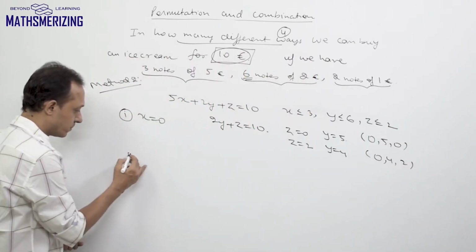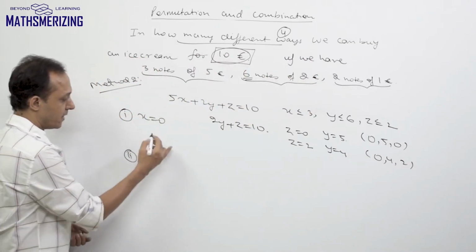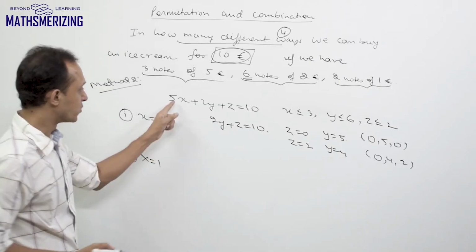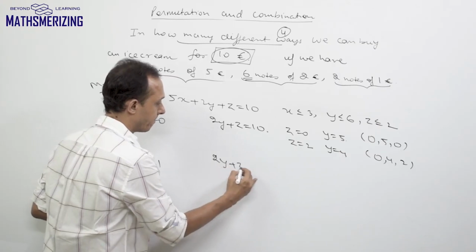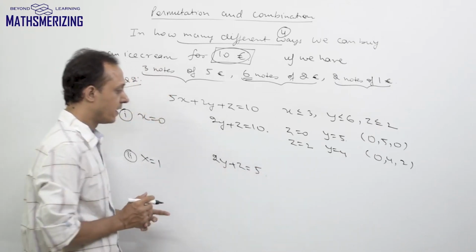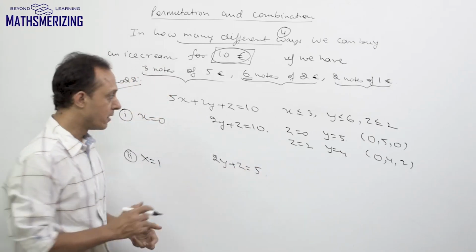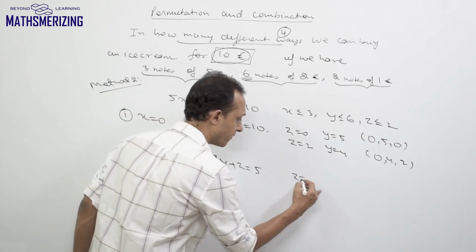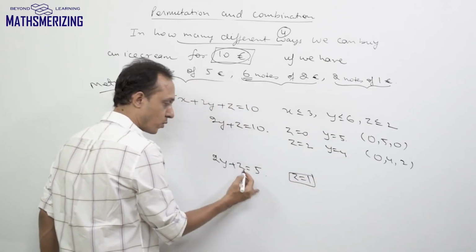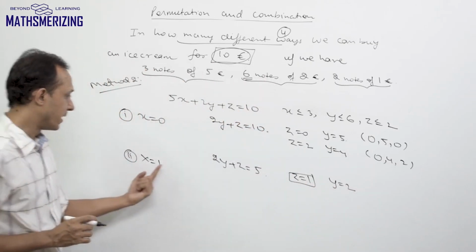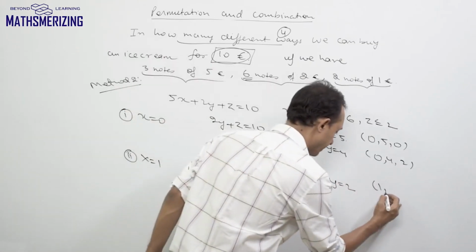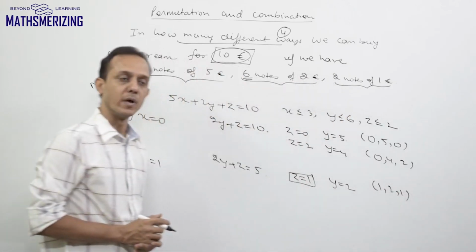Now case 2, when the value of x is 1. So if the value of x is 1, here I'll put 5. So it'll be 2y plus z, and this should be 5. Now in this case, z should be an odd number. So there is only one possibility, so the value of z is 1. If I put z as 1, I'll get the value of y as 2. So in this case, there is only one solution, which is 1, 2, 1.